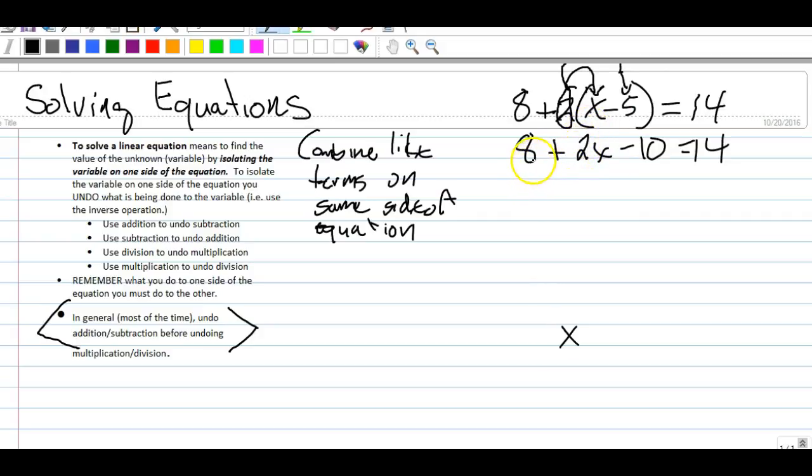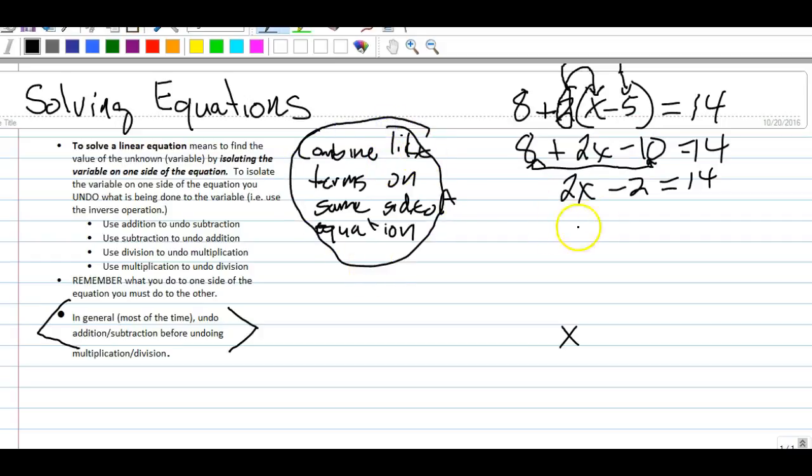Now, just as I did before, I'm going to combine like terms that are on the same side of the equation. So 8 subtract 10 gives me a minus 2. So this is 2x minus 2 is equal to 14. 8 and minus 10 are like terms, and they're on the same side of the equation. So combine like terms that are on the same side of the equation. Now I have the equation in its simplest possible form.